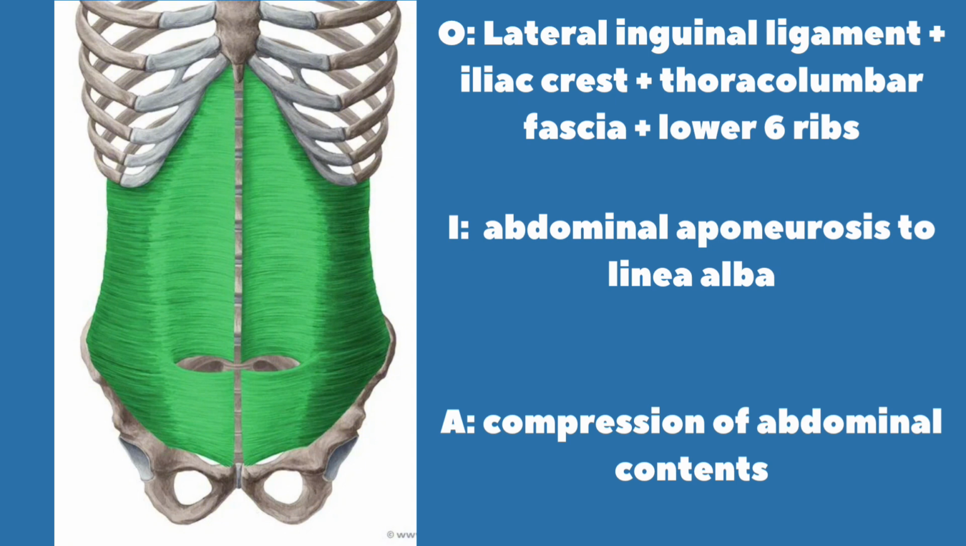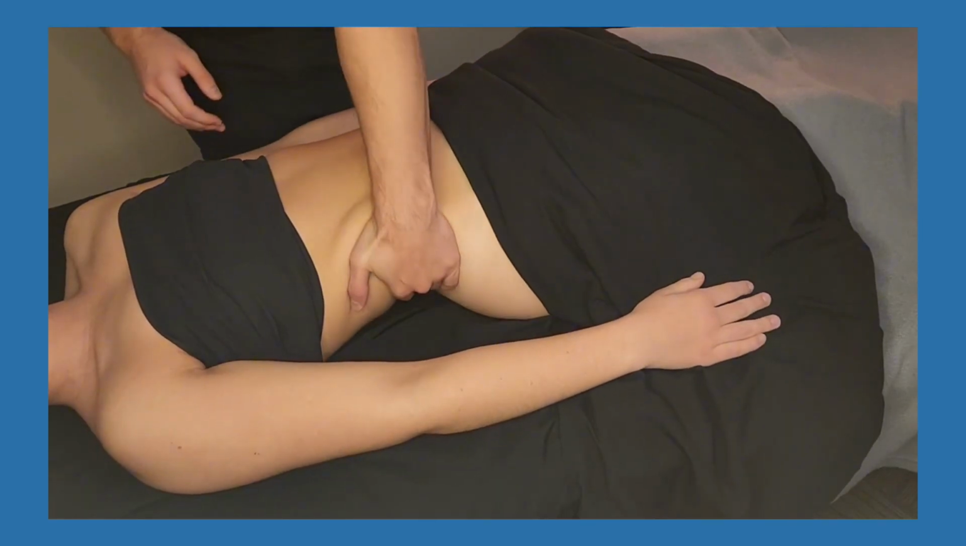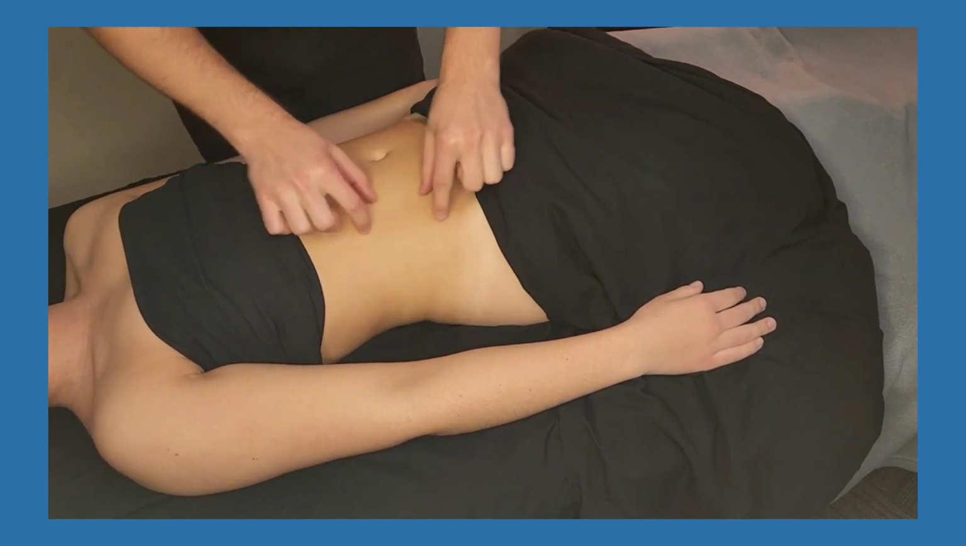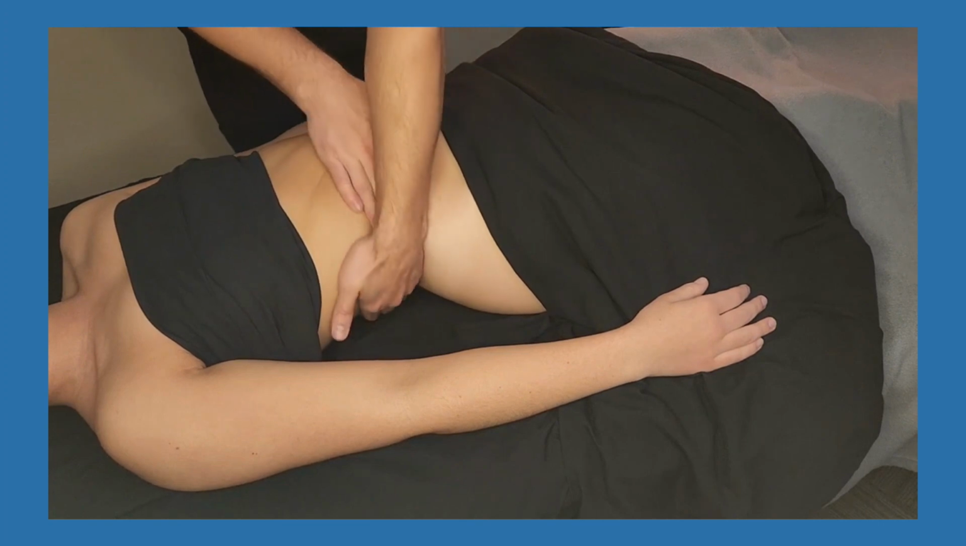Transverse abdominis will originate the lateral inguinal ligament, iliac crest, thoracolumbar fascia, and the lower 6 ribs, and will insert at the abdominal aponeurosis to the linea aspera.